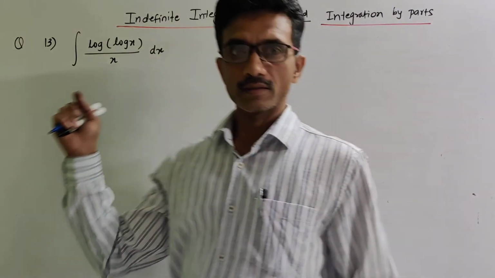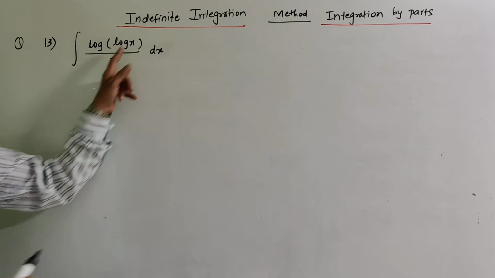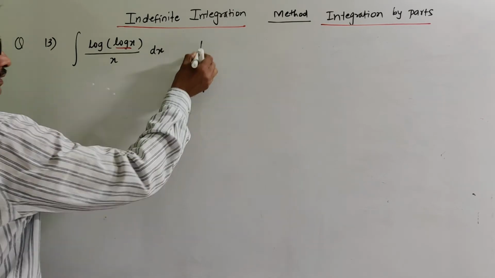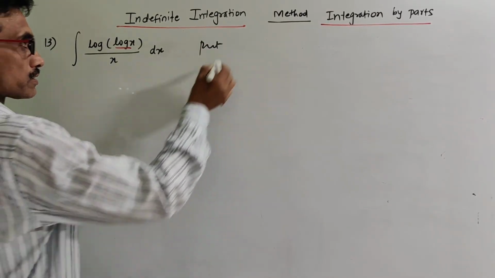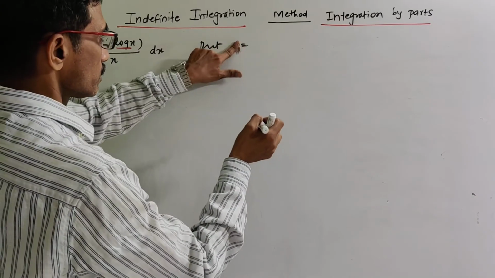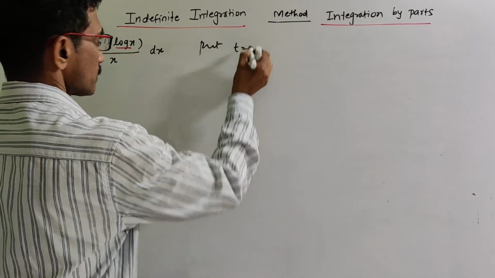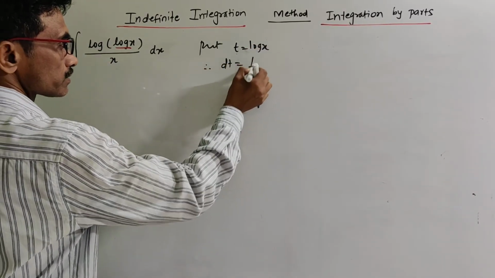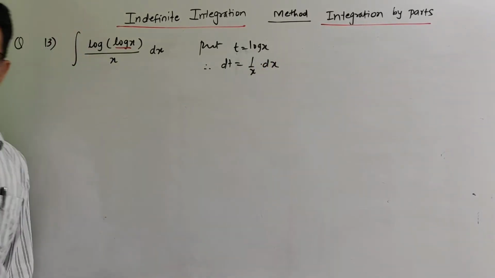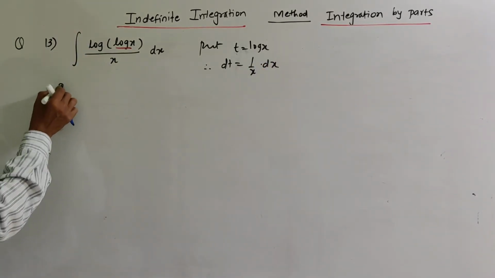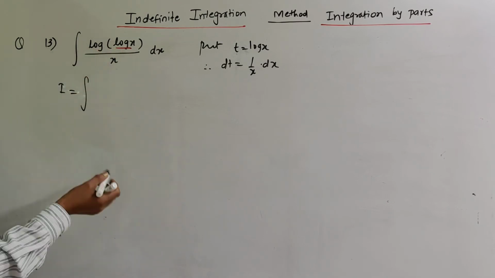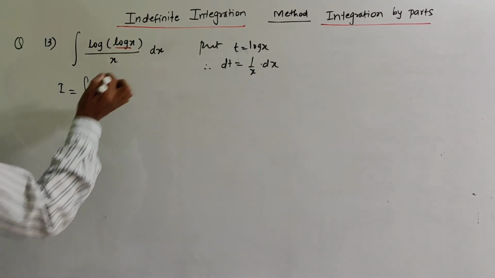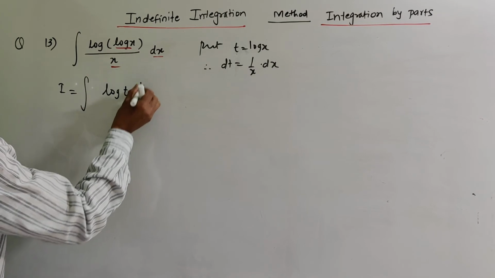Integral of log x upon x dx. We know the derivative of log x is 1 by x. So first of all we make a substitution. We put log x equal to u, or t we put, so t is equal to log of x. Therefore dt by dx is 1 by x and dt will be equal to 1 by x into dx. So our integral I will become log of log x, which means log of t, and dx upon x is equal to dt.